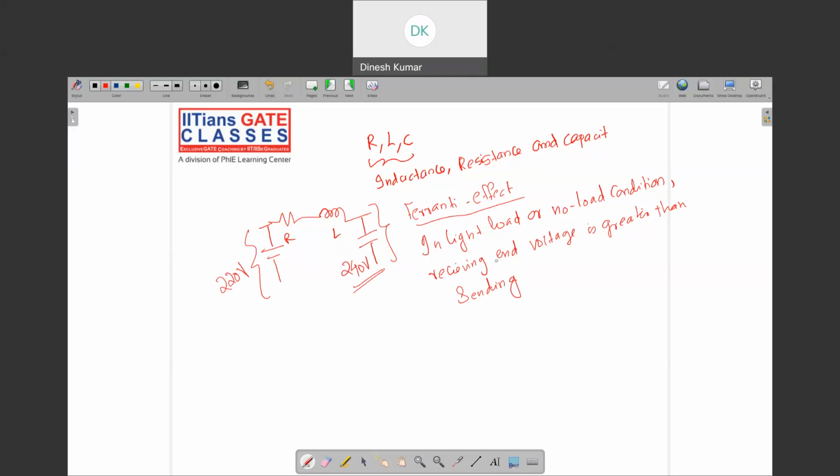This effect happens only on long transmission lines and medium transmission lines, where there is an effect of capacitance. So it is long and medium transmission lines, and the load should be a light load condition or basically no load, because there should not be any load here. If there is no load at this condition, then at the load side the current is basically in the leading condition.